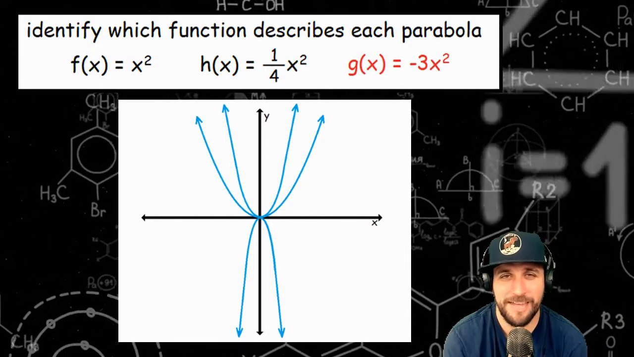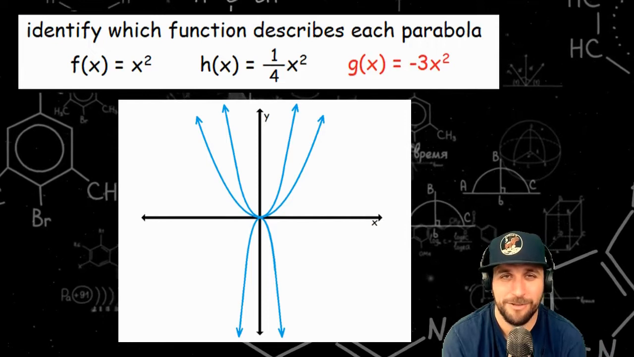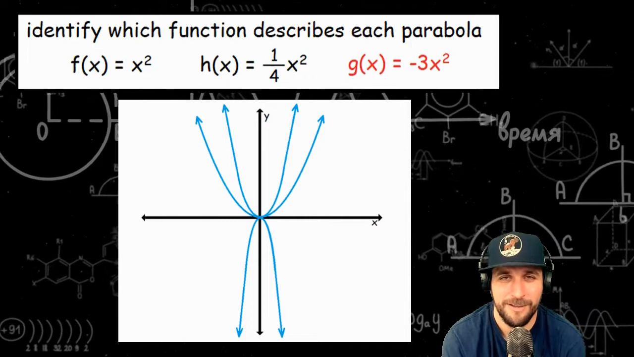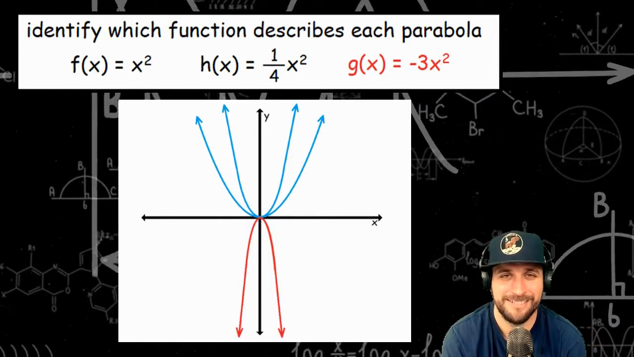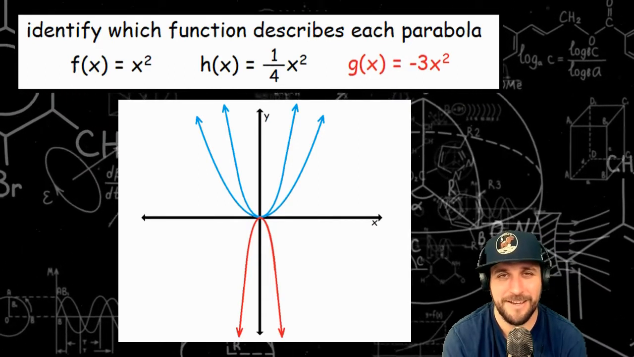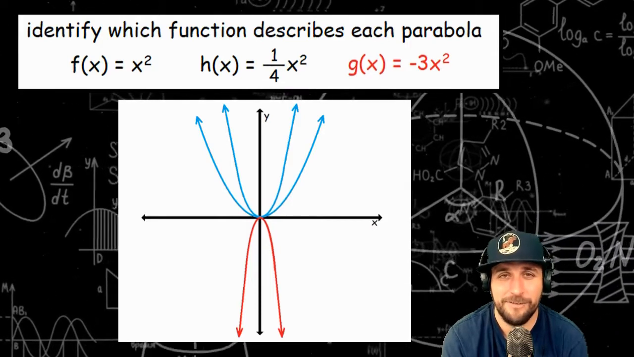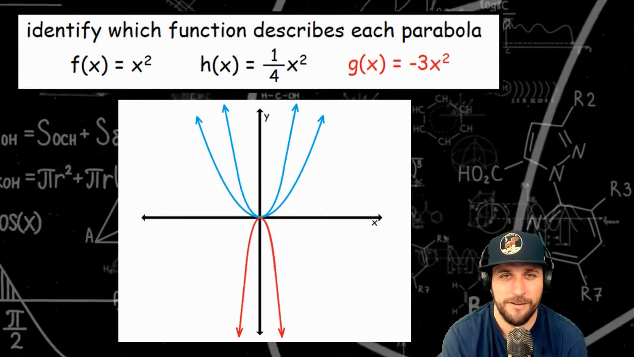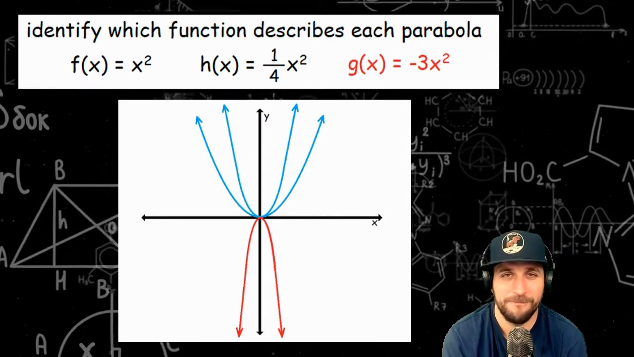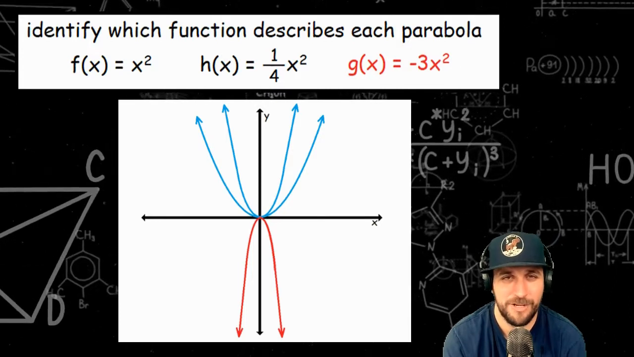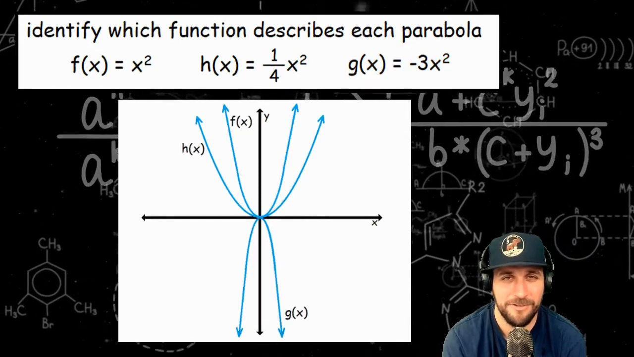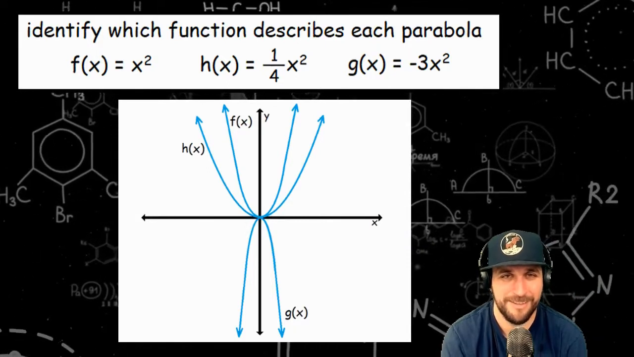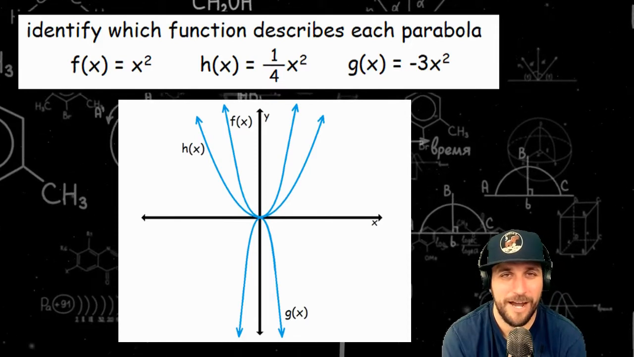G of x equals negative 3x squared. The absolute value of negative 3 is positive 3, and 3 is larger than 1. So that's why the graph of g of x is narrower than f of x and h of x. It's facing down because I got a negative 3, so since it's negative, it opens down, but it's narrower because 3 is larger than 1. So a controls which way the graph faces, up or down, and it also controls the width. The larger the absolute value of a, the narrower it becomes. The smaller the absolute value of a, the wider it becomes.